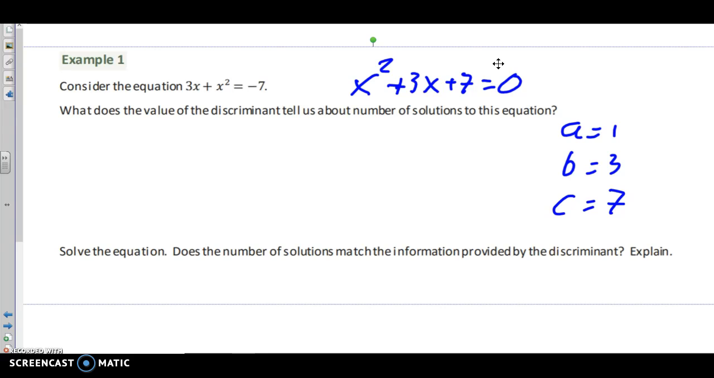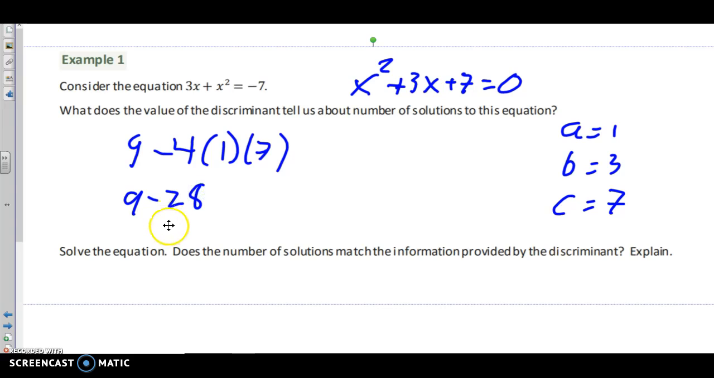So when I do the discriminant, b squared minus 4ac, so 9 minus 4 times 1 times 7, 9 minus 28, okay, negative 19. So I should have two complex solutions when I solve this.